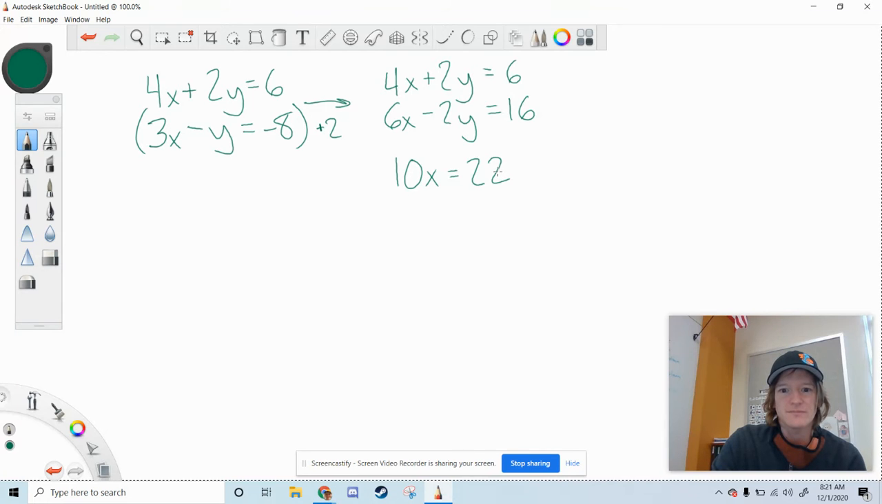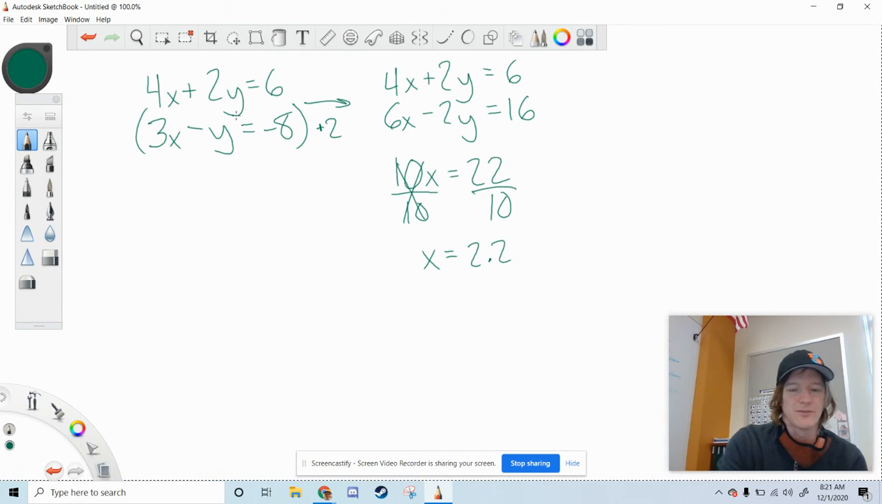22. Really? 2.2? I wonder if I wrote this one wrong. 4x plus 2y equals 6. Oh, whatever. We'll just solve this one, but I'm pretty sure I wrote the problem wrong originally. Divide by 10. Divide by 10. X equals 2.2. I 100% wrote this problem wrong.